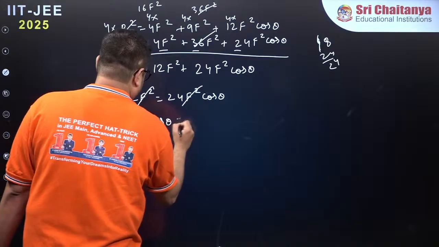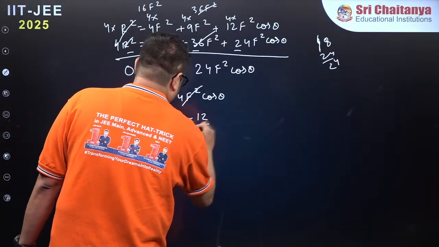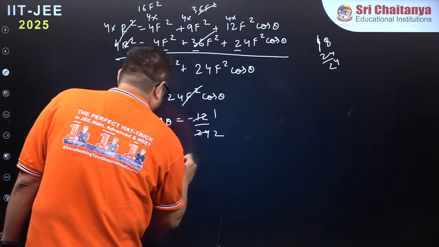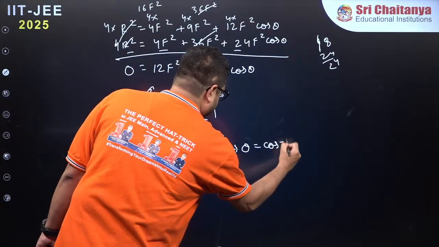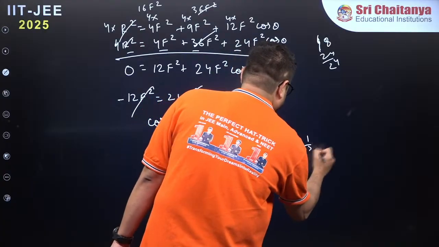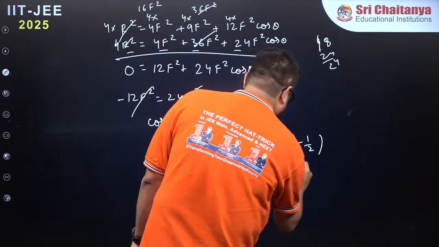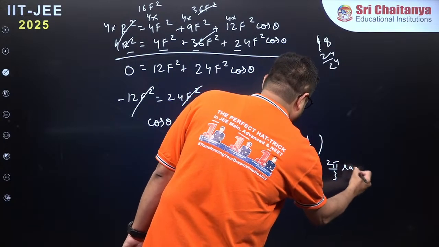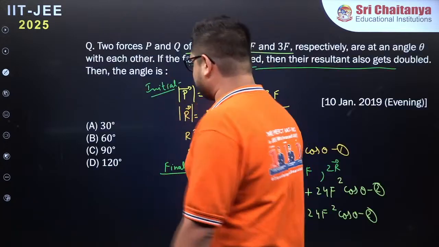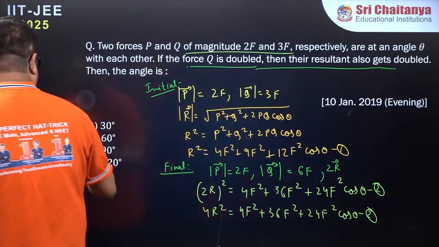Cosine theta is going to be equivalent to minus 12 by 24, that is 12 times 2. Cos theta is going to be equal to minus half, and theta is going to be equal to cosine inverse of minus half. So I can say that theta is going to be 120 degrees, which is 2 pi by 3 radians. We have already discussed a lot of questions based upon this. So which option do you think? It's going to be option number D.